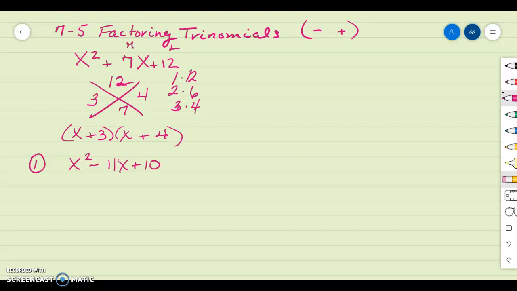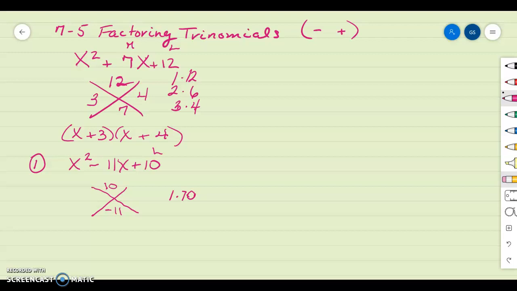Okay, we're going to make an x just like we have. Now in the top, we put the last. In the bottom, we put the middle number, so negative 11. We are looking for two numbers that multiply to be 10 and add to be negative 11. Let's just worry about multiplying to be 10. 1 times 10 is 10. Oh, wait, and 1 plus 10 is 11.